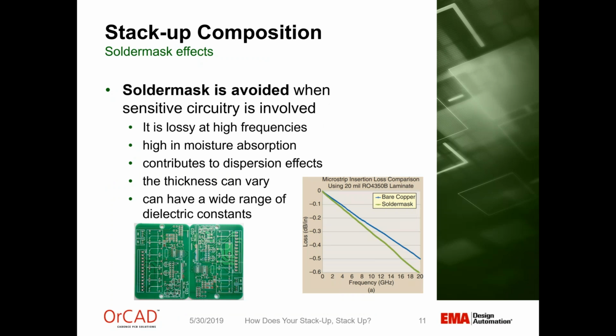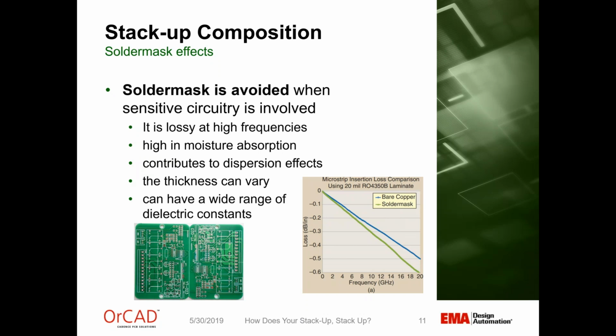Solder mask can have an effect as well. So we're going to be popping in and mentioning a few things that can be important for really high-speed designs. This is one of those things that on extremely high-speed designs you might want to consider not using. Solder mask is often avoided when sensitive circuitry is involved because of its lossy behavior at high frequencies and some other problems as well.